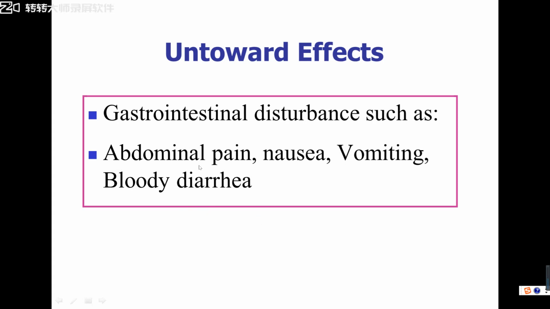The patients may tell you, "Doctor, I'm an anemia patient, but after I used the drug I got bloody diarrhea." You should tell your patients not to worry. In fact, it isn't bloody diarrhea, it only looks like bloody diarrhea, because iron salts make the stool look black. Okay.